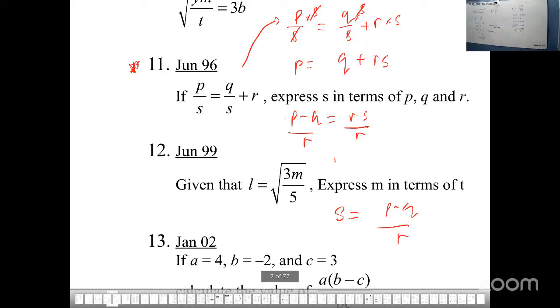What do you see over there? I like what somebody did as well. Right? Watch this here. So it's P over S is equal to Q over S plus R. Right? I really like this one.